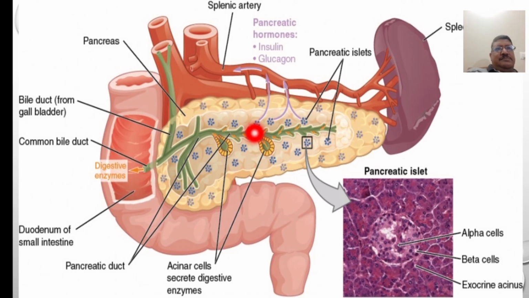So this is the structure. This one is the pancreas, this is the splenic artery, this is the pancreatic islet. Then after that, this is the pancreatic islet, that is alpha, beta, exocrine acini. Another is the bile duct, the common bile duct. This is the duodenum of the small intestine, that is the pancreatic duct, and acini cells secrete digestive enzymes.